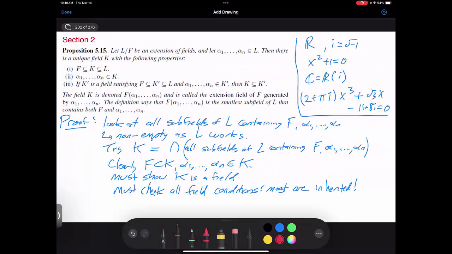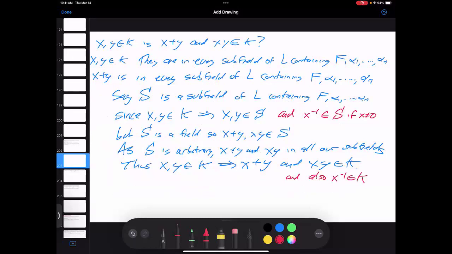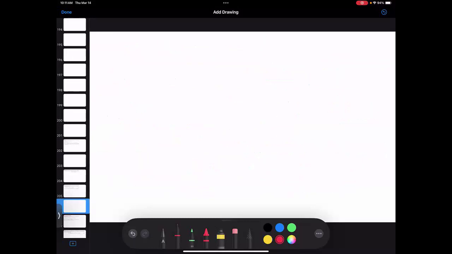And then this is going to be the smallest. And it's going to be an interesting question to try to figure out what the structure of this looks like. So just add one more page.